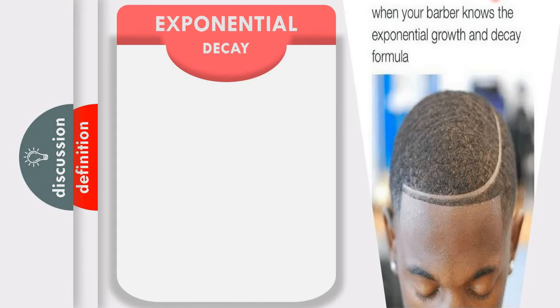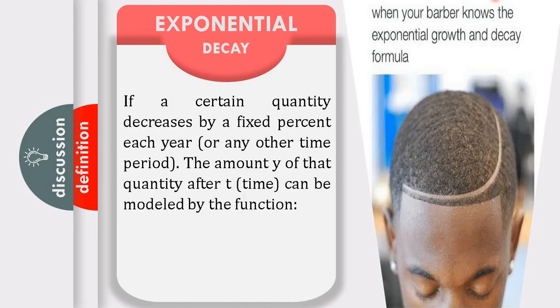So unlike in exponential growth, where the value increases as time passes, in exponential decay the value decreases by the given rate at a certain time. If a certain quantity decreases by a fixed percent each year or any other time period, the amount y of that quantity after t, which is the time, can be modeled by the function y equals a times 1 minus r raised to t.